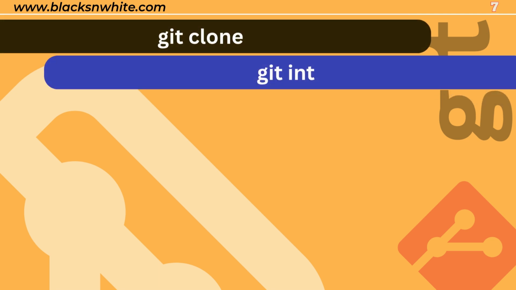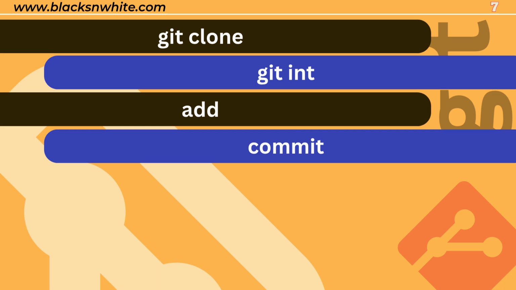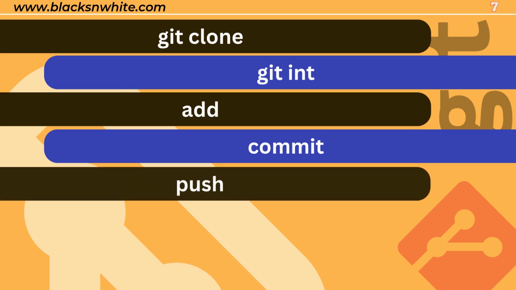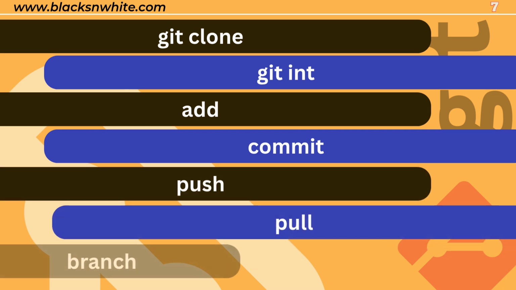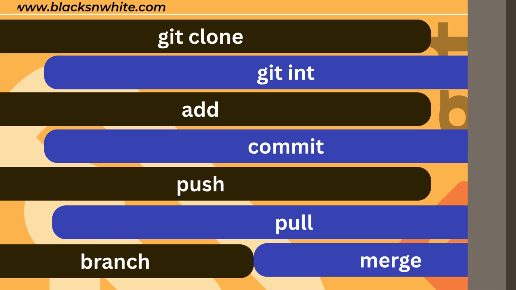What we learned are the fundamental Git commands. We started with git clone and git init to set up projects. We then covered add and commit to save our work locally. We learned to collaborate using push and pull, and how to manage features with branch and merge. With these commands, you have everything you need to start collaborating.